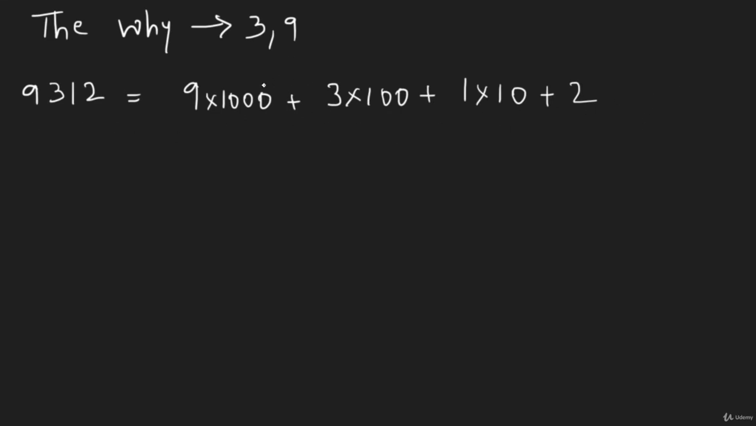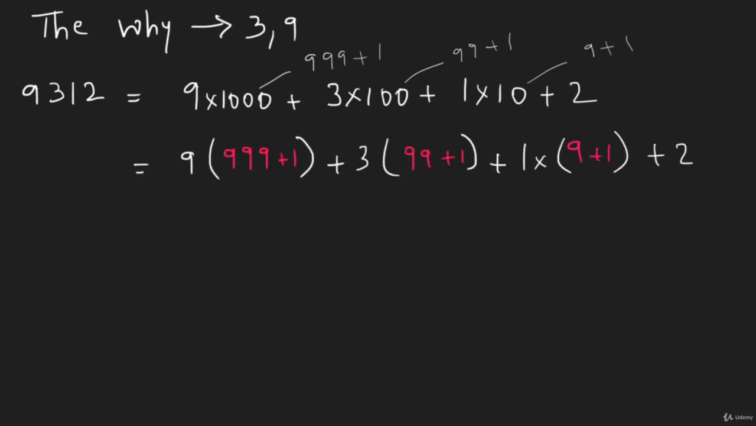Now, I can write 1000 as 999 plus 1, right? And I can write 100 as 99 plus 1. And I can write 10 as 9 plus 1. Let me implement that. So this becomes 9 into (999 plus 1) plus 3 into (99 plus 1) plus 1 into (9 plus 1) plus 2, right? So we have just transformed these numbers. We have manipulated them a bit.